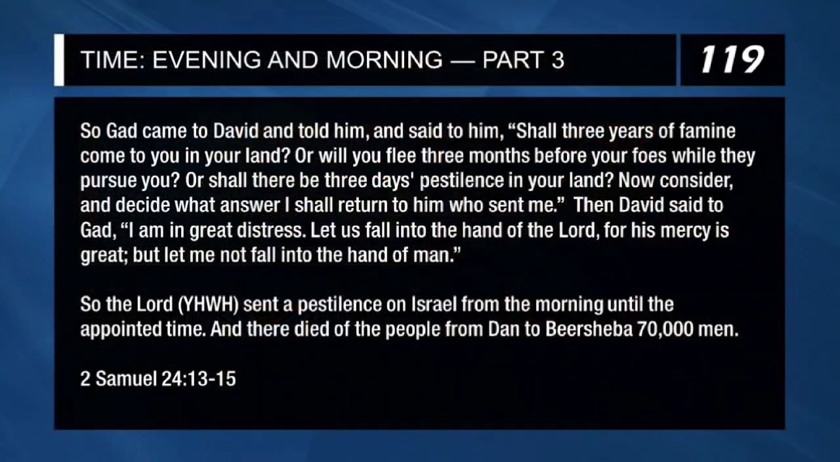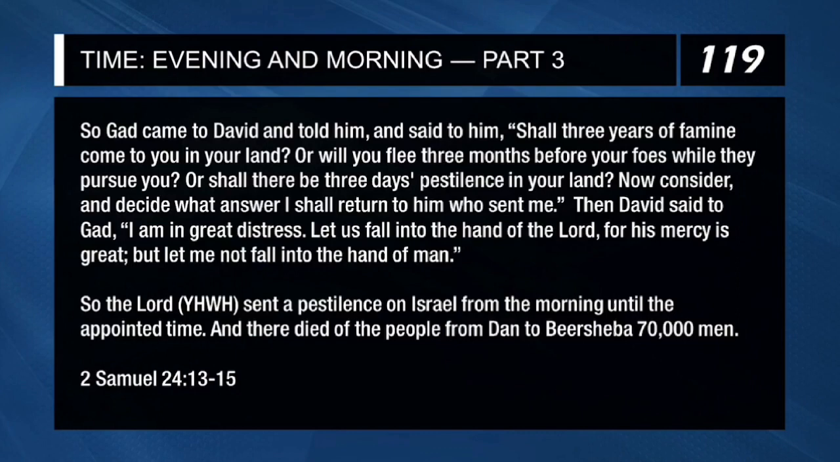If anything, this verse appears to be strong support for a first night, then day model of the Hebraic day beginning. 2 Samuel chapter 24. So Gad came to David and told him and said to him, "Shall 3 years of famine come to you in your land? Or will you flee 3 months before your foes while they pursue you? Or shall there be 3 days pestilence in your land? Now consider and decide what answer I shall return to him who sent me."